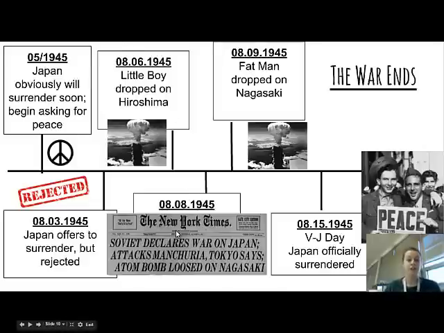So the United States reacts to the Soviet Union invading Japanese territory by dropping the second atomic bomb. So the Fat Man is dropped on Nagasaki on the 9th, the day after the Soviets invade Japan. So this right here, this triangle right here, is really important because this is a conflict not only between the Allied powers and Japan, but also between the United States and the Soviet Union.